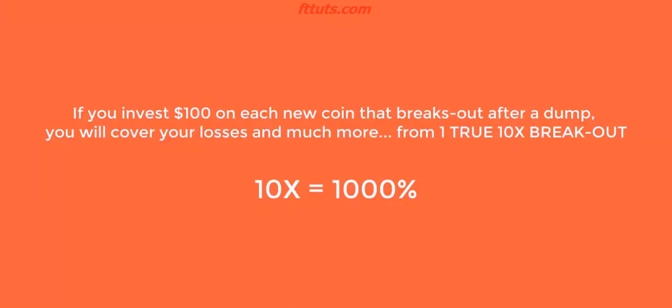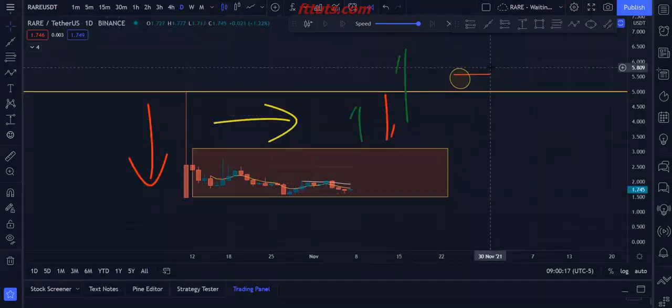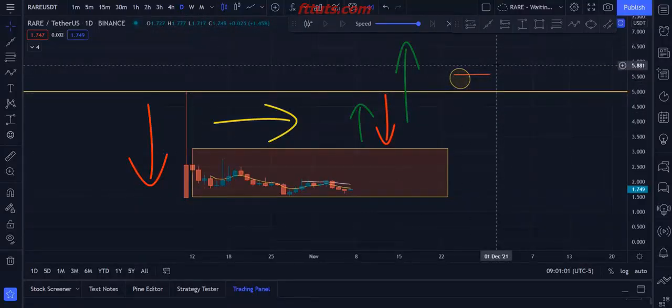But if you put, for example, $100 on each of these coins, and one of these coins gets a 10x, it's going to cover a lot more than all the other ones you may have lost along the way. But bottom line, if you get a big dump, it goes sideways, and it ends up breaking out from the original highest point, that's when you want to put a bit of money on that coin. So now that you understand this scenario, please move on to the next part of the training.